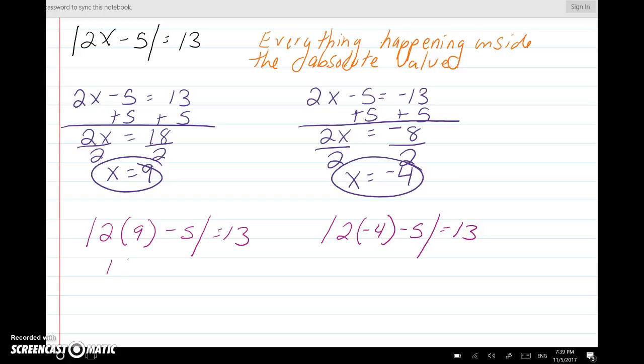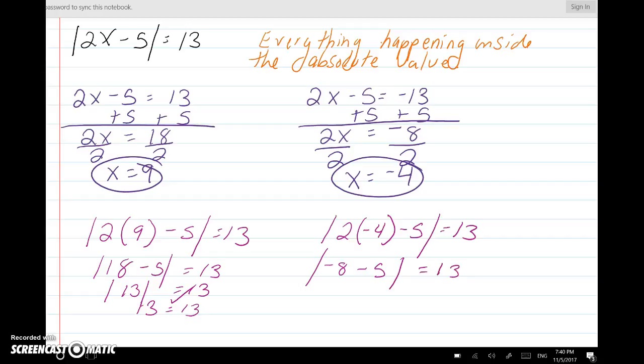2 times 9 is 18 minus 5, all inside absolute value, equals 13. Absolute value of 13 equals 13. 13 equals 13. Yay! Happy little check. Okay, let's check the other side. 2 times negative 4 is negative 8. Minus 5, all inside the absolute value, equals 13. Negative 8 minus 5 is absolute value of negative 13. Absolute value of negative 13 is 13. 13 equals 13. And another little happy check.